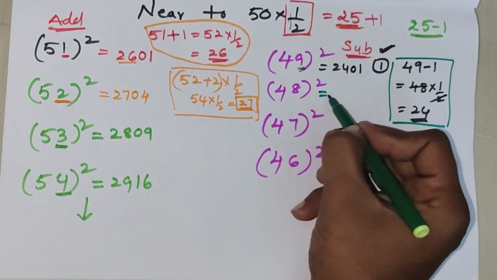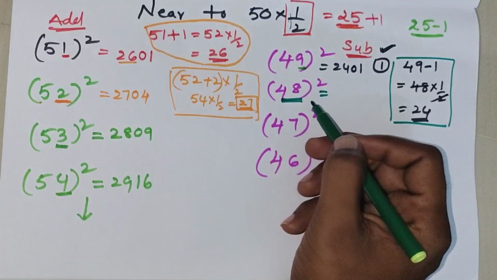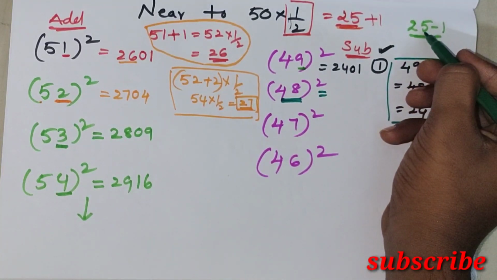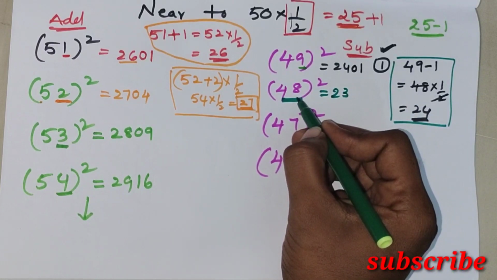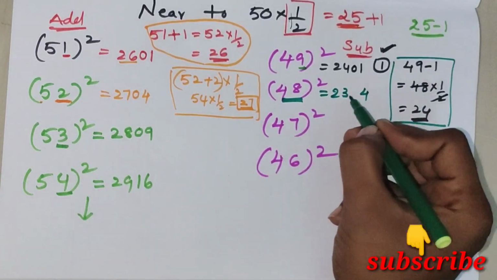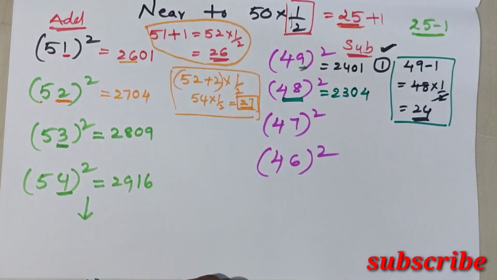You see, here 48. How much less than 50? 2 less. Subtract 2 from 25. We'll get 23. How much less? 2 less. 2 square is 4. But it is a 4-digit number, so we should go with 04.